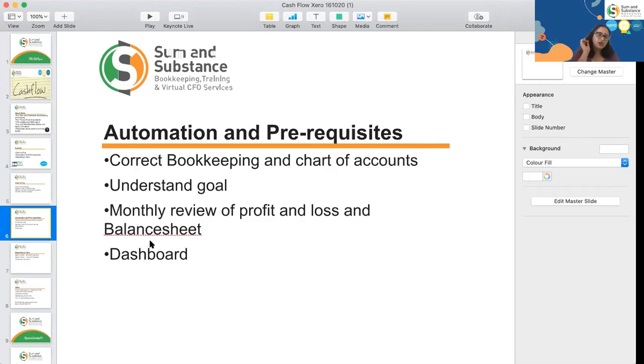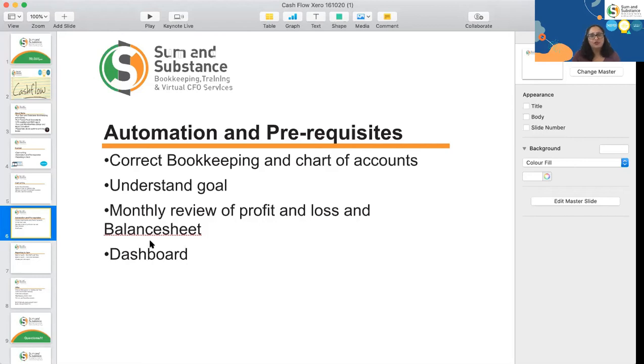And my goal is to make sure that my business bank account has $100,000 there for those provisions. That could be a goal. So depending on your goal, you can do your reporting. But having some goals is a good idea. Then monthly review of profit and loss and balance sheet.